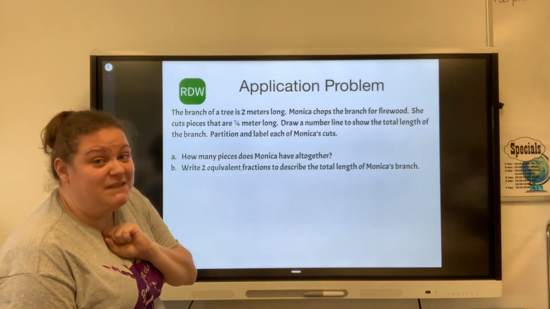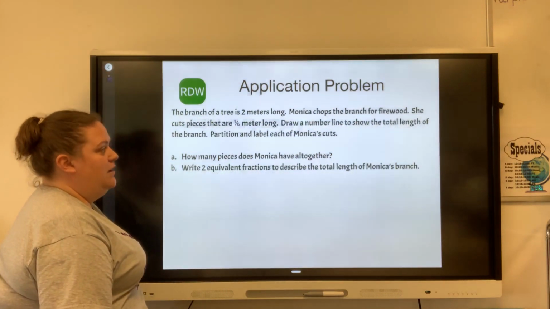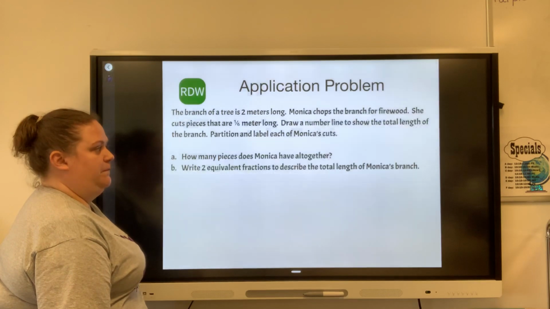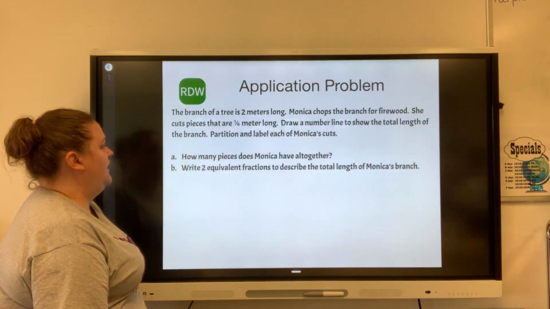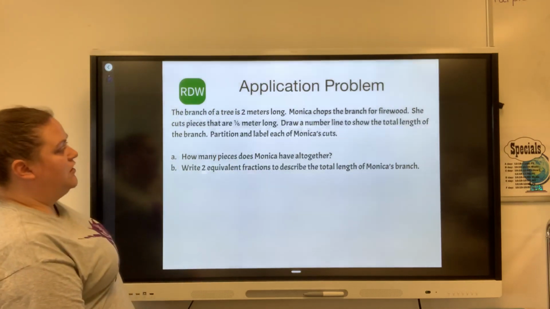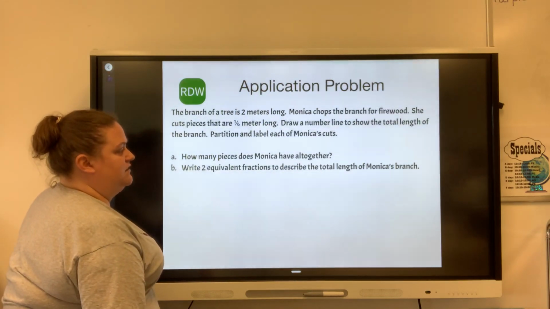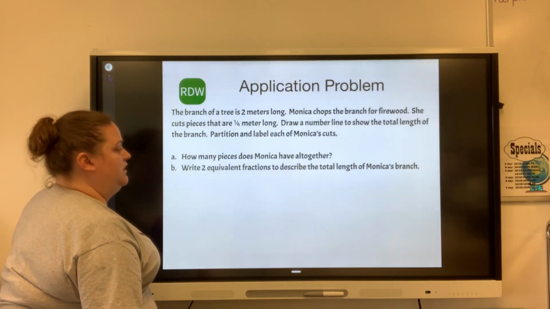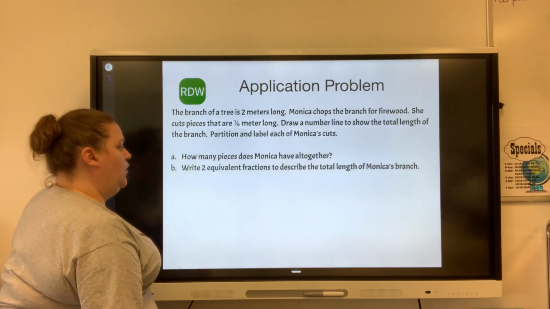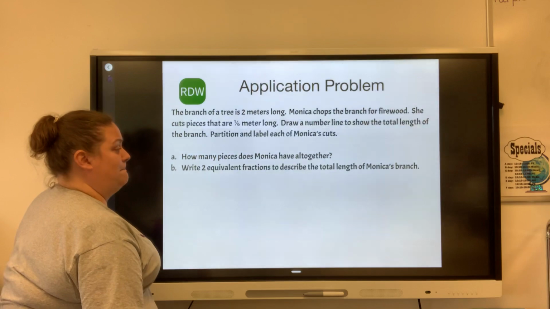So, school's busy today. All right, so the branch of a tree is 2 meters long. Monica chops the branch for firewood. She cuts pieces that are 1/6 meter long. Draw a number line to show the total length of the branch. Partition and label each of Monica's cuts. How many pieces of wood does Monica have altogether? Write 2 equivalent fractions to describe the total length of Monica's branch.